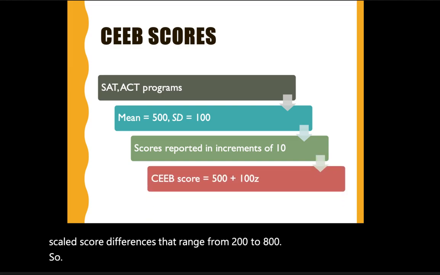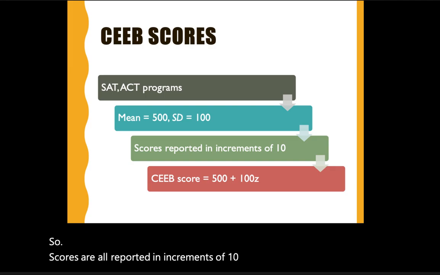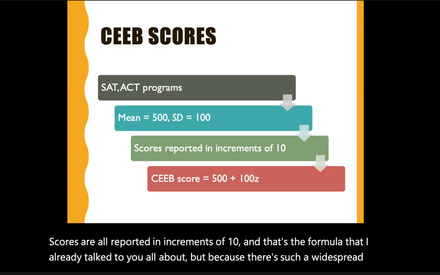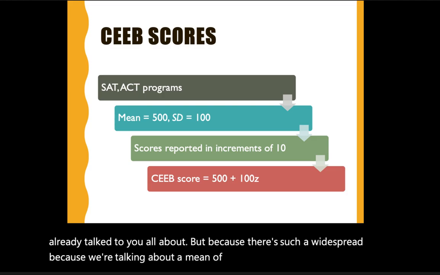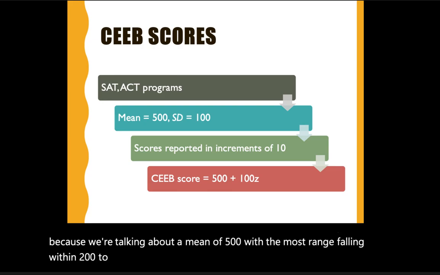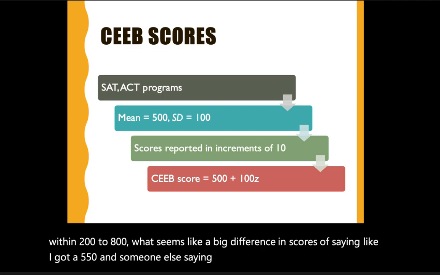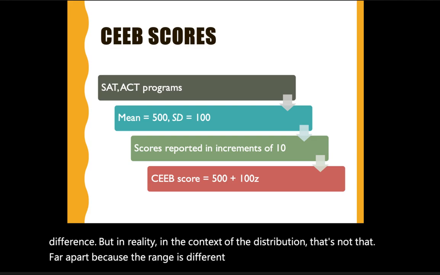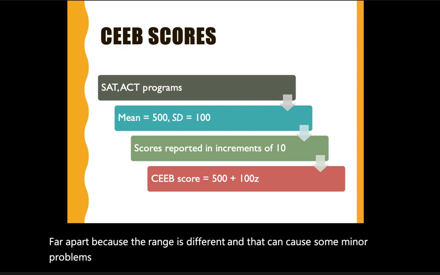Scores are all reported in increments of 10, and that's the formula that I already talked to you all about. But because there's such a wide spread, because we're talking about a mean of 500 with most of the range falling within 200 to 800, what seems like a big difference, like someone saying, oh, I got a 550 and someone else saying I got a 620, it seems like a big difference, but in reality, in the context of the distribution, that's not that far apart because the range is different.